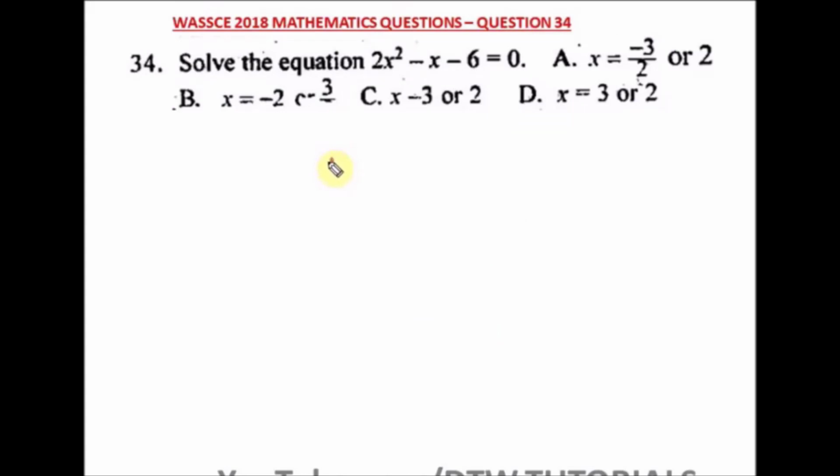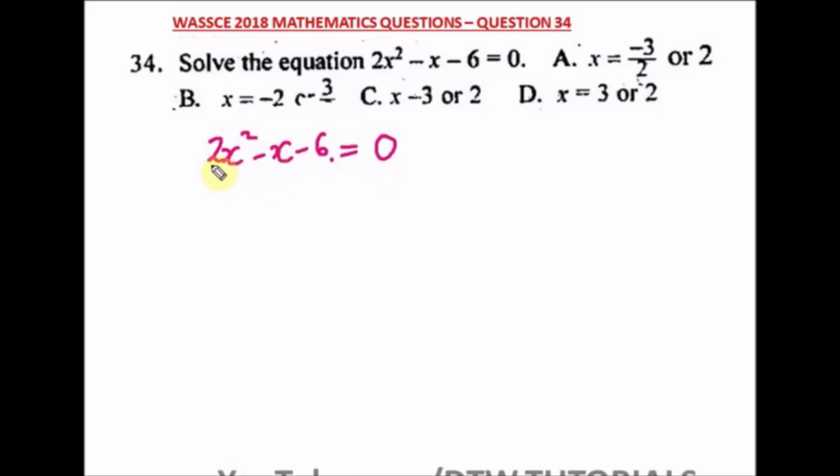Question 34 of the WASSCE 2018 mathematics past question says solve the equation this. Okay, that means we have to factorize. So we have 2x squared minus x minus 6 is equal to 0.